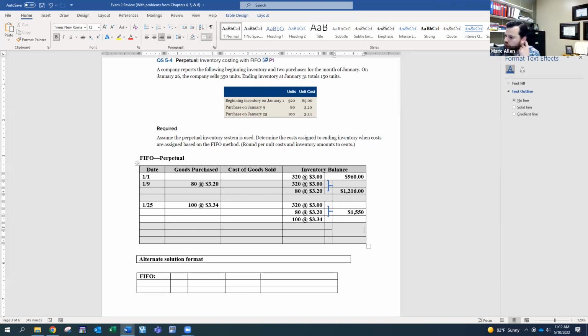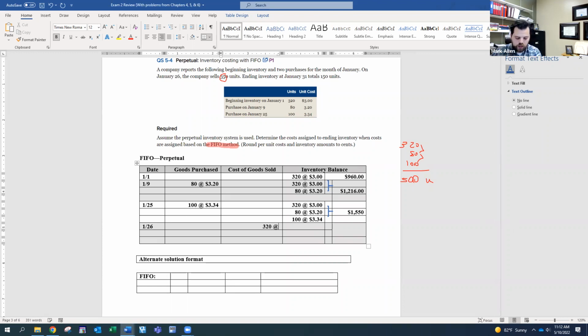So if we just do a little bit of quick math here, we can see that we started with 320, we bought 80, and then we bought 100. 320 and 80 is 400 plus 100 is 500 units. So we've got a total of 500 units available for sale, and we sold 350 of them. But now the question is, on January the 26th, which 350 units did we sell? Well, look at what method we're using. We're using the FIFO method. So first in, first out. So what are my first units?